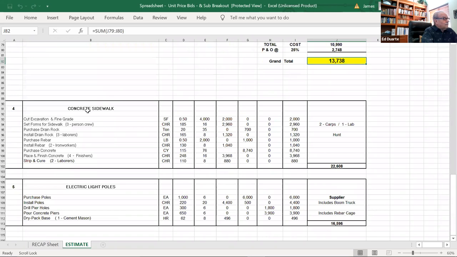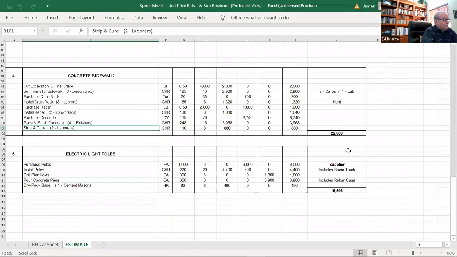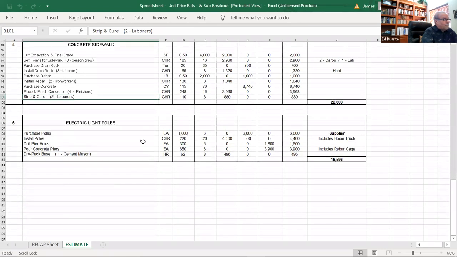Well, concrete sidewalk: we cut, excavate, and fine grade. We set the forms. We buy the drain rock. We install the drain rock. We buy the rebar. We install the rebar. We purchase the concrete. We place and finish, and we strip and cure. Same thing, $22,000. The electrician buys the poles, installs the poles, drills the pier holes, pours the piers, and dry packs the base. 16 grand.